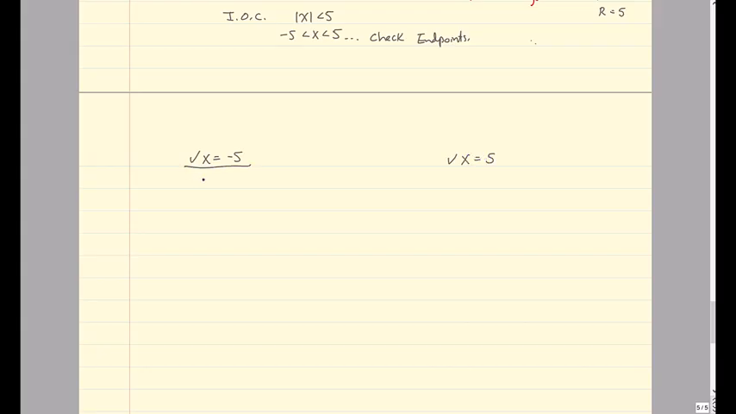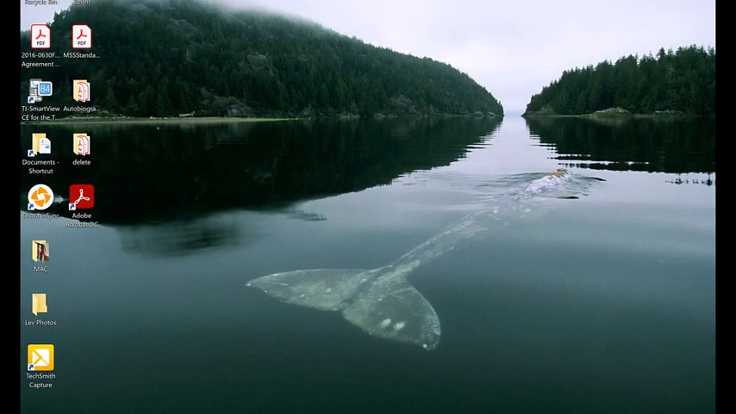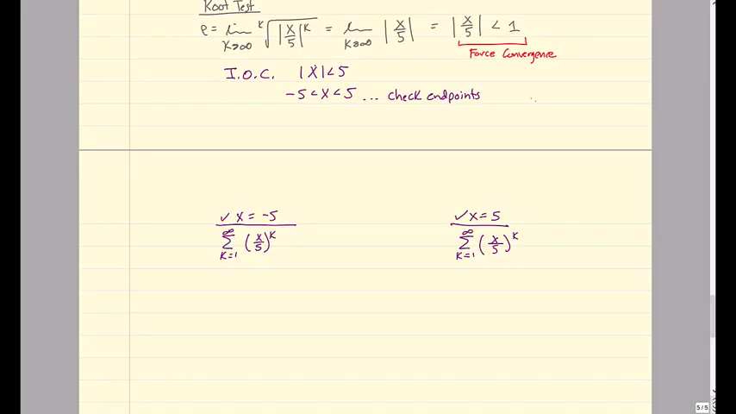So this will plug back into my original. My original was the sum from k equal 1 to infinity of x over 5 to the k. Same over here. Okay, let's plug in x equal -5. If I do that, my series is going to look like -5 over 5 to the k. -5 over 5 is -1 to the k. This is a geometric series. You could also test this using the nth term test for divergence, or the alternating series test.